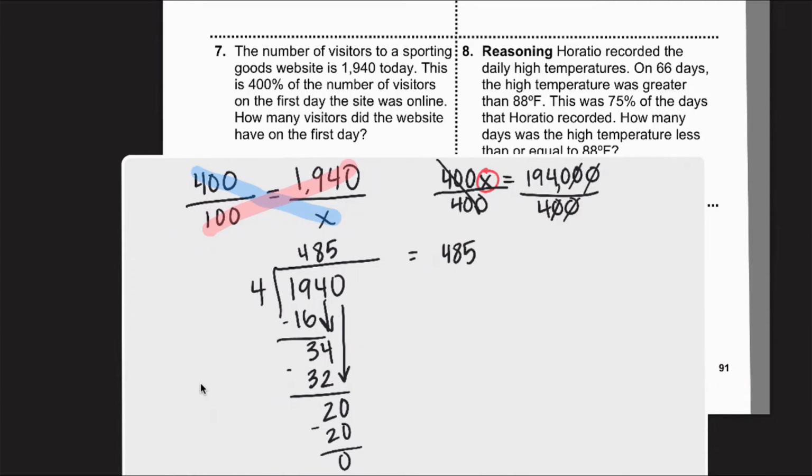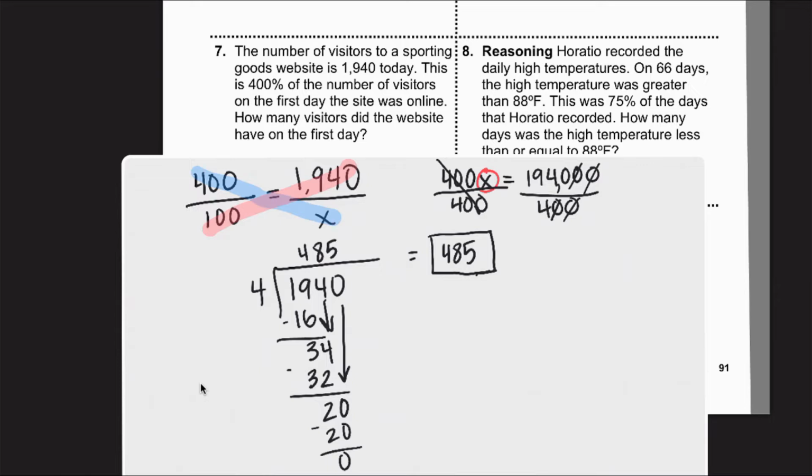Okay, so let's think about it. If I were to... so 485 is 100%, right? That's how much we had on the first day. So if I were to multiply or add up 485 to get to 1940, I would end up having the correct amount, right? So whenever we're done with a problem, what I want you to think about is its reasonableness.